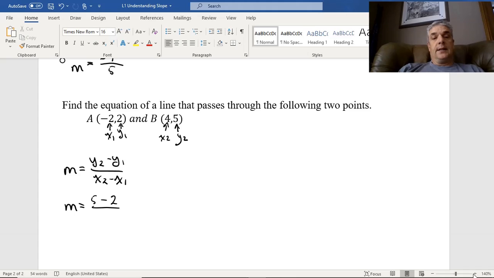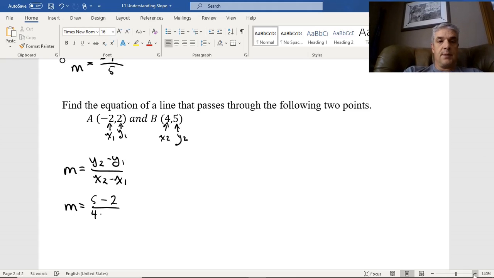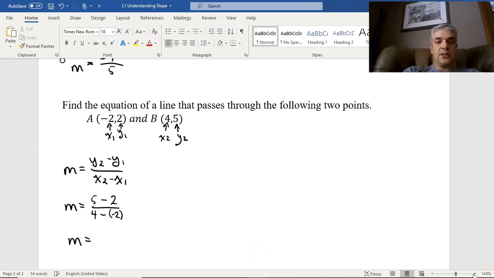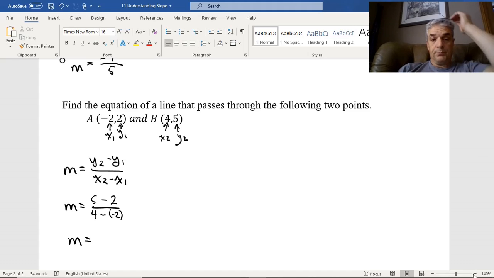And then the next one is going to be x2, 4, and it's going to be minus 2. And so you notice the only one I put in brackets is the negative value here at minus 2. And that's just because it makes my life easier if I minimize the amount of brackets. Now, I'm going to get my slope here to be 3 over top of, believe it or not, 6.